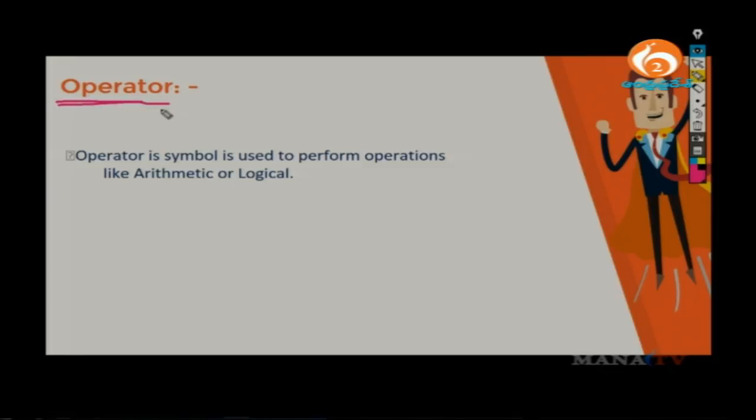So how to define an operator? Let me make it clear with a simple definition. Please note it down, this definition, guys. An operator is just a symbol which is used to perform operations like arithmetic and logical. Means what? There are a few operators which perform arithmetic operations, and there are a few operators which perform logical operations.